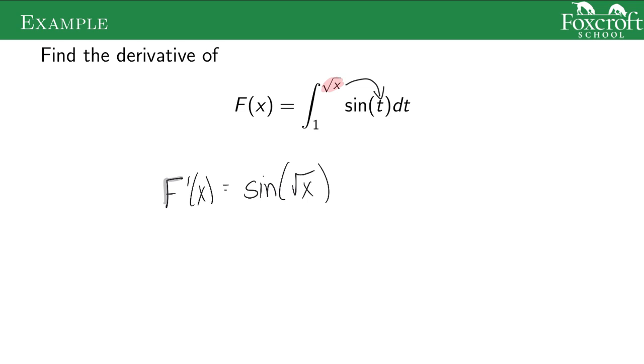But since it's a chain rule problem, now I multiply this by the derivative of whatever's up here, and the derivative of the square root of x is 1 over 2 square root of x. Again, that's the whole problem, slightly more complicated than the last example because it's a chain rule problem, but really not too much calculation going on. You just plug in whatever's on the top for t, and if it's more complicated, just do the chain rule.